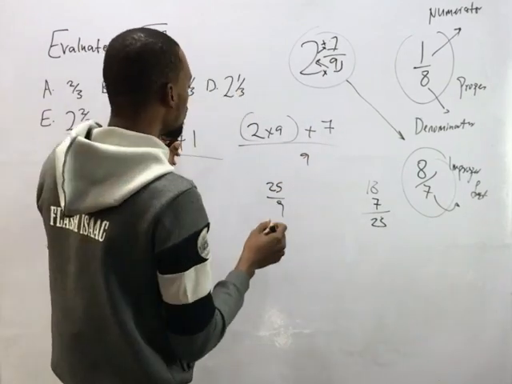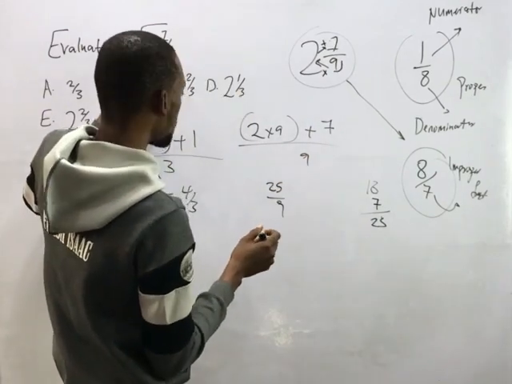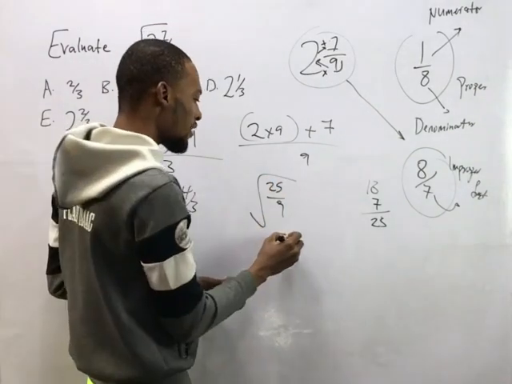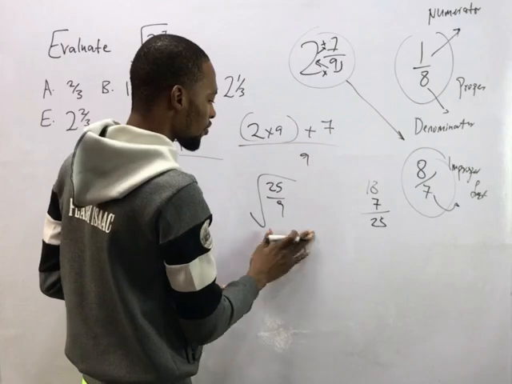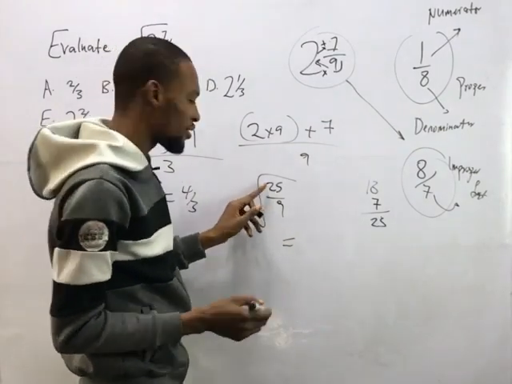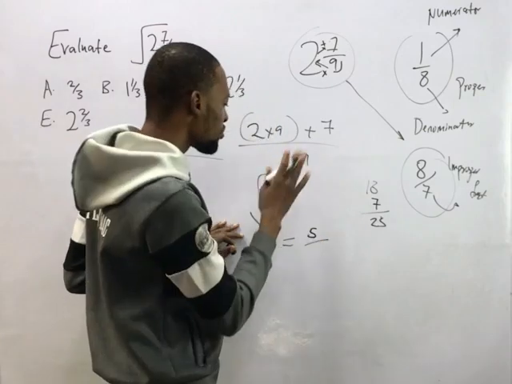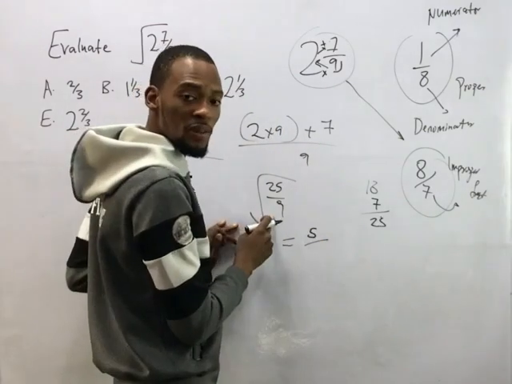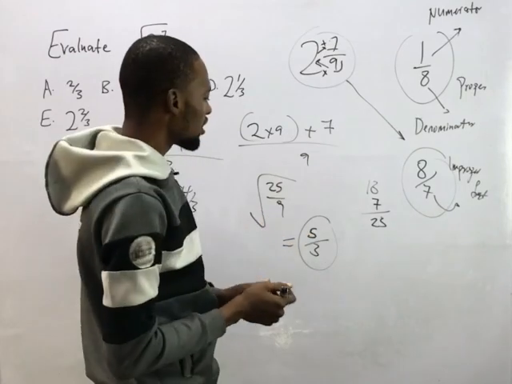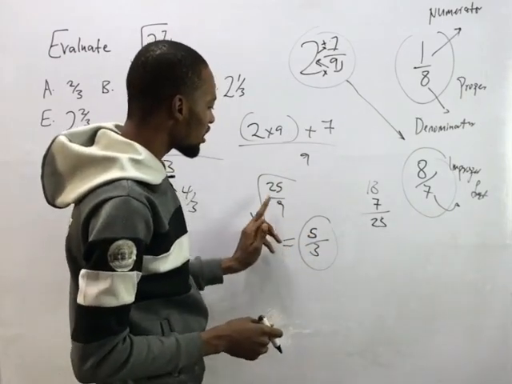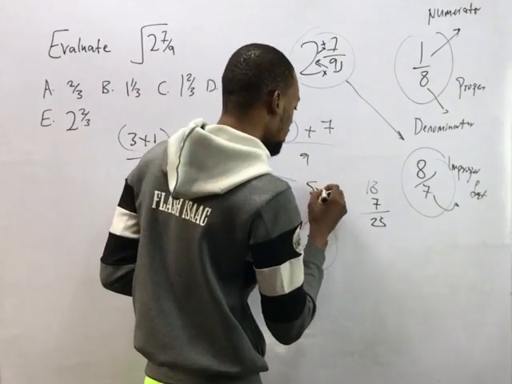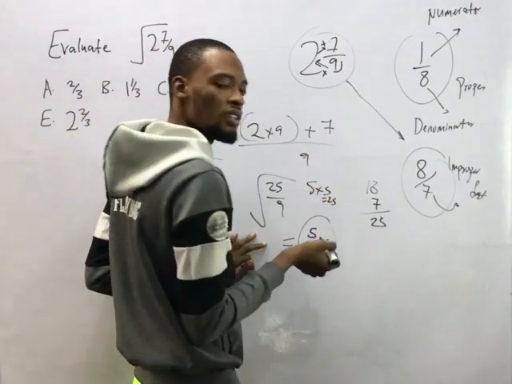So remember, it's in square root. We've converted this to an improper fraction, so this is now 25 over 9. Life has been made easy for us. You know why? The square root of 25 is what? 5. So we remove the square root. The square root of 9 is what? 3. So your answer is 5 over 3. Now, do you know why the square root of 25 is 5? This is because 5 times 5 is 25.